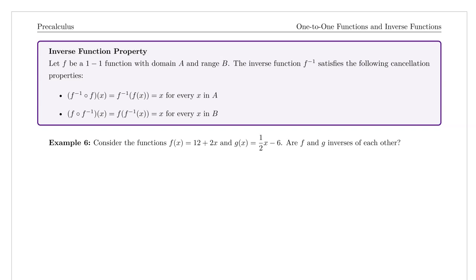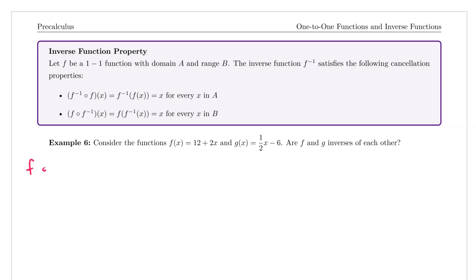Example 6 says, consider the functions f of x equals 12 plus 2x and g of x equals 1/2 x minus 6. Are f and g inverses of each other? So based on this property, one way that I can check if these two functions are inverses of each other is by composing them. So let's see what happens.